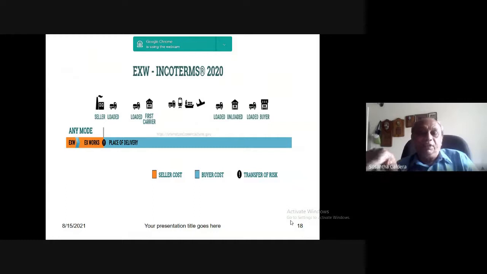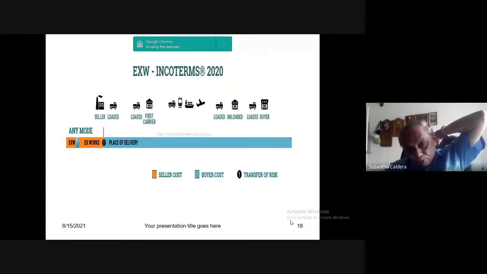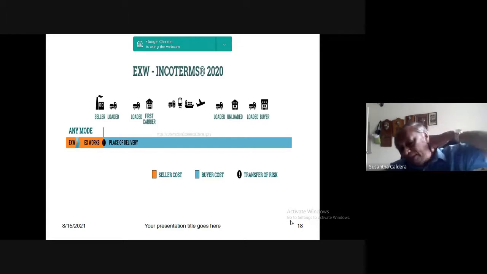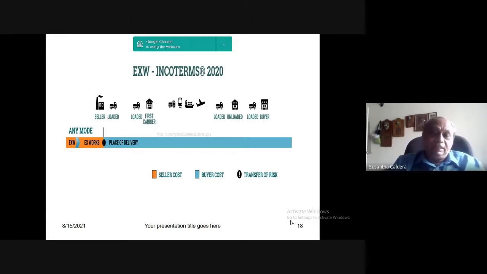Now, in this one, the brown color shows the seller's cost. So the seller's cost will finish at this point. That's a critical point. That is where the risk is going to get transferred, right? Once they manufacture the goods, their risk is over. Their cost is also over, right? From there onwards, it's the buyer's cost.